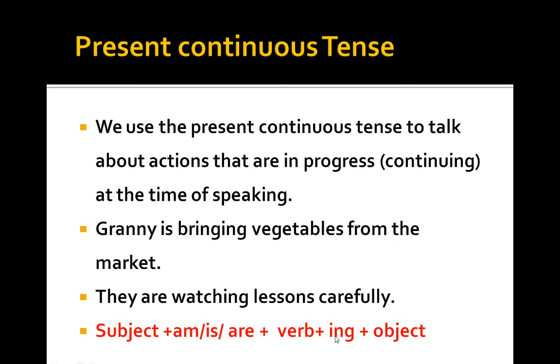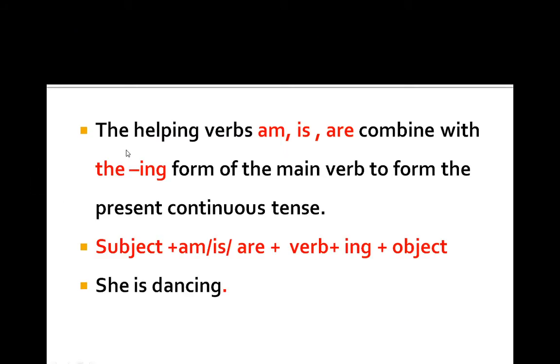Okay, students, look at that. Next slide. The helping verb am, is, are combines with the ing form of the main verb to form the present continuous tense. This is the rule. This is the actual rule to identify the present continuous tense from a given sentence. Again, look at that. Subject plus am, is, are, plus verb plus ing, plus object is the formula. While making continuous present tense, you should use this formula.